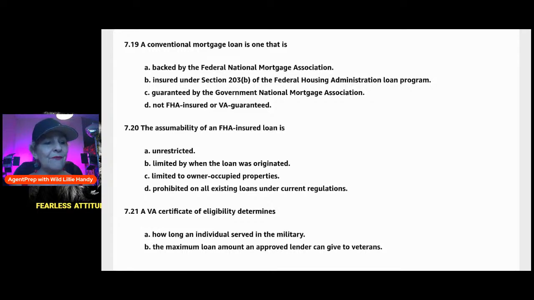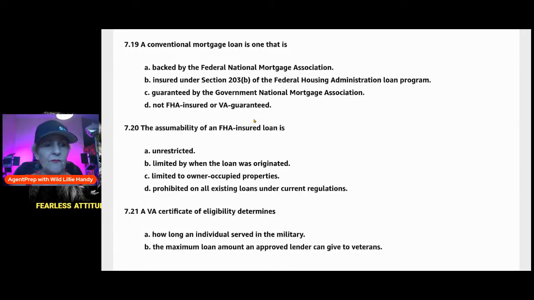Okay, so what is 719? No, it is not A. The best answer is D. It is not FHA insured nor VA guaranteed. A conventional mortgage is not FHA nor VA. If it's greater than 80%, you'll have to pay PMI, private mortgage insurance. So the correct answer is not FHA insured or VA guaranteed.